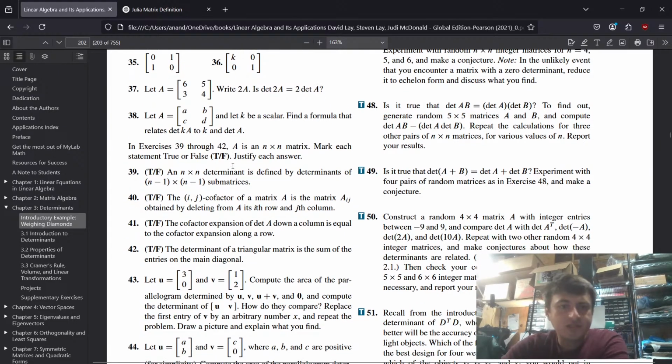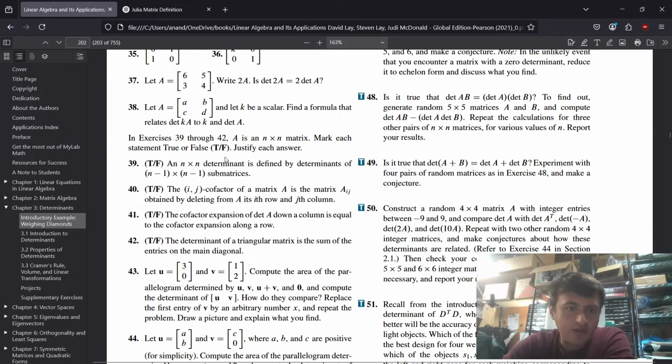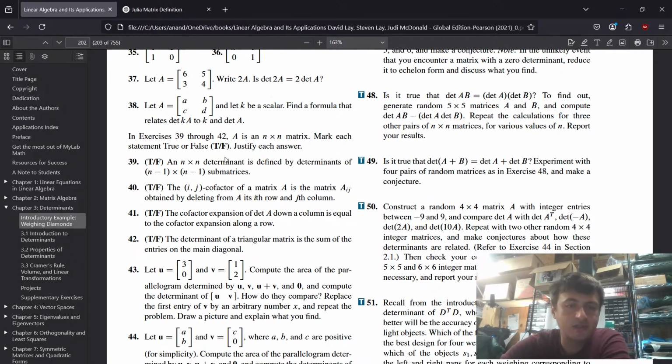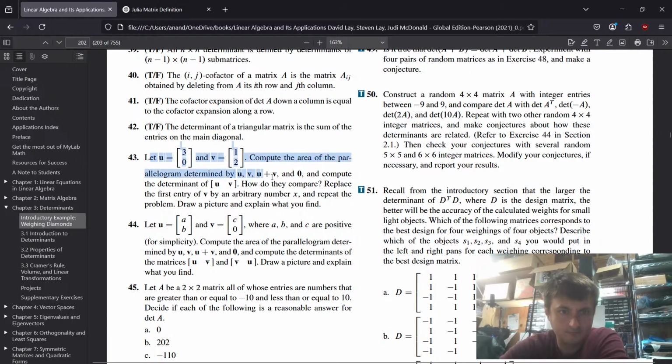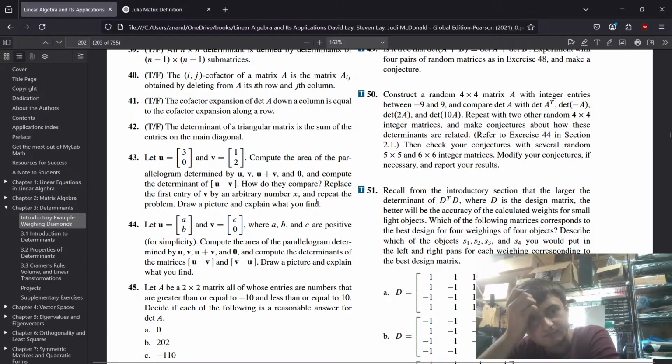In exercises 39 through 42, okay, I always do true falses because they're pretty fast and they really test your understanding. So we're going to do 39 through 42. What does that mean? Compute the area of the parallelogram determined by u.